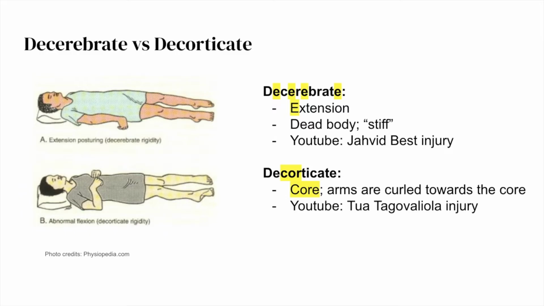So, just as a quick side note, it's important to know the difference between decerebrate and decorticate posturing. Extension posturing is decerebrate posturing. I remember this because there are so many E's in the word decerebrate. I think E, extension. It also looks like a dead body, like a really stiff person. So this is going to be worse or more severe than this.